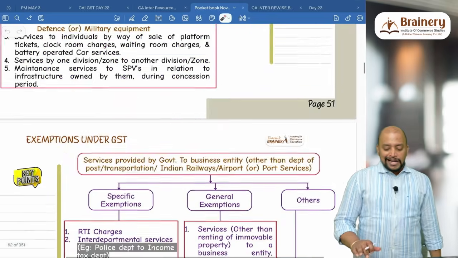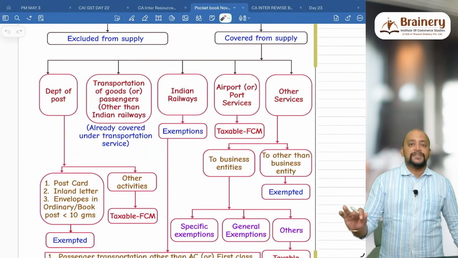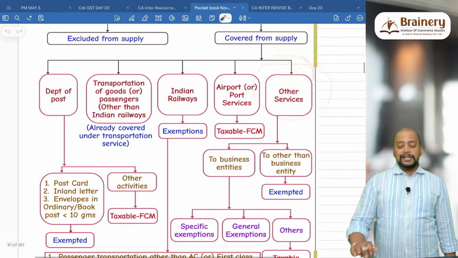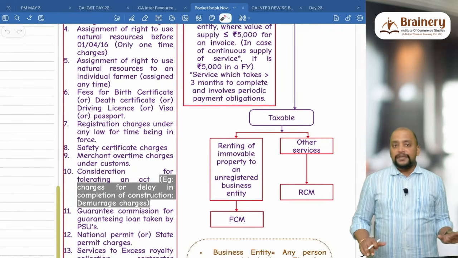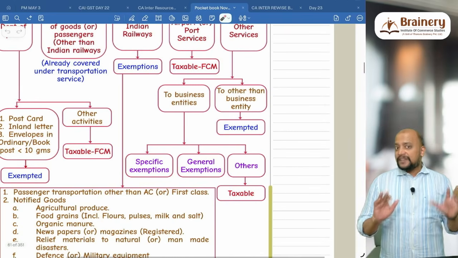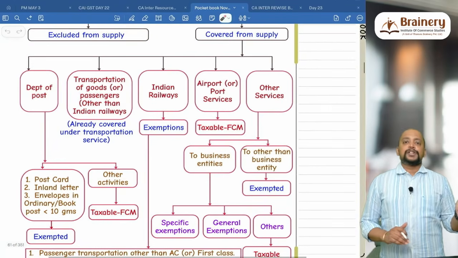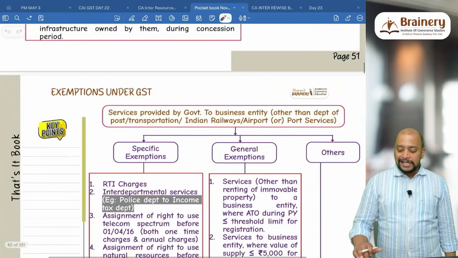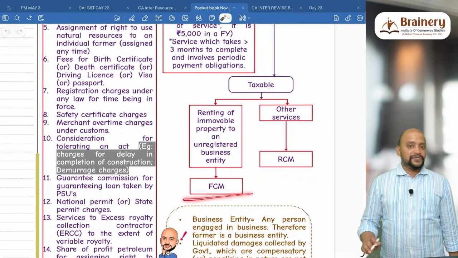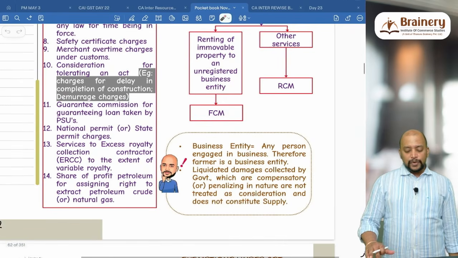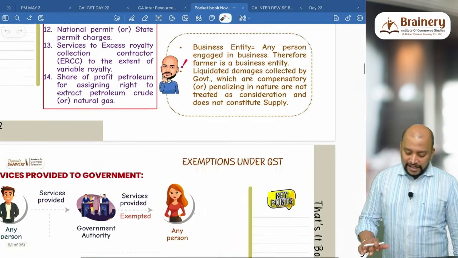And also remember, this Department of Post to airport or port services is always FCM. Only these other services to business entity will be covered under RCM. Means 5 cases it is always FCM. So generally services provided by government to business entities RCM, but in case of Department of Post, Transportation, Railways, Airport or Port Services and renting of immobile property to unregistered business entity, it is FCM. And business entity means what? Any person engaged in business, so even individual farmer will fall under business entity.